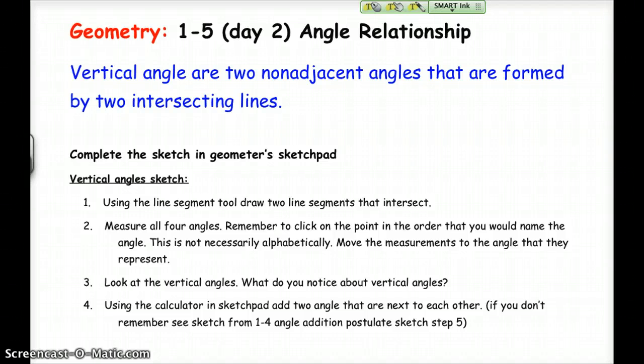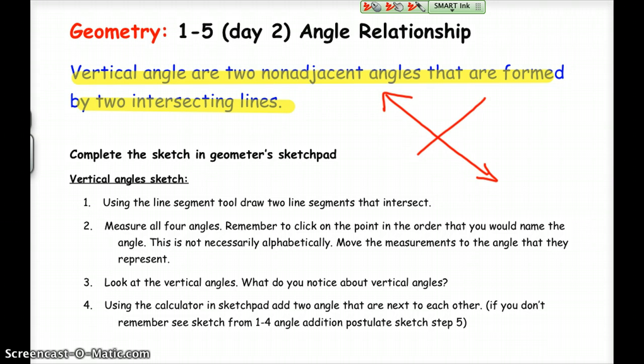Remember that vertical angles are two non-adjacent angles that are formed by intersecting lines. So if I have two lines that intersect, they are the ones that are non-adjacent. Adjacent means next to each other, so non-adjacent would be the ones that are across from each other. And through your sketch, you should have discovered that vertical angles are equal. So let's take a look at our examples.